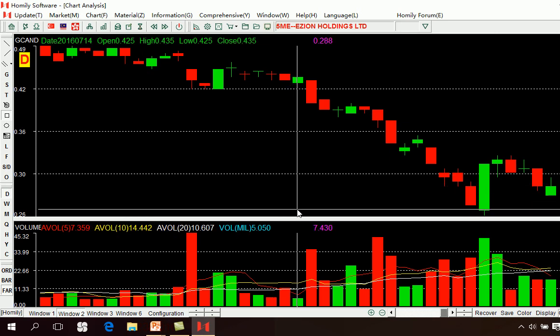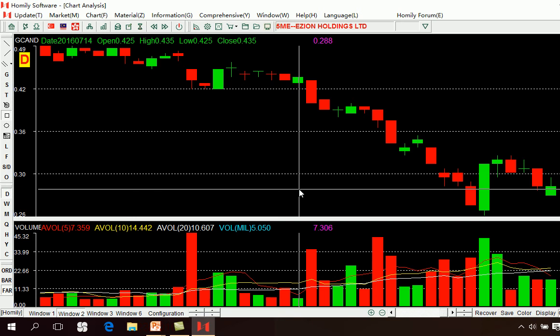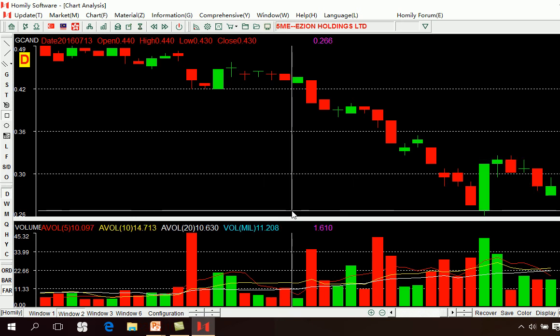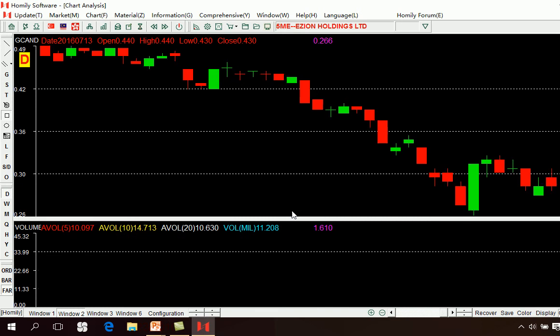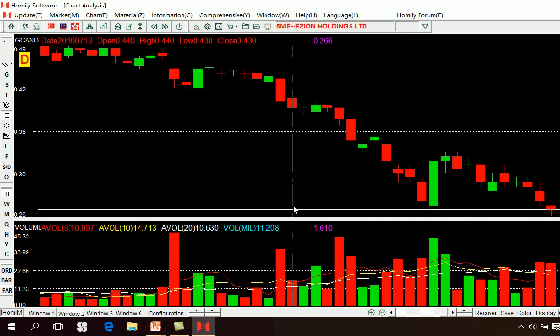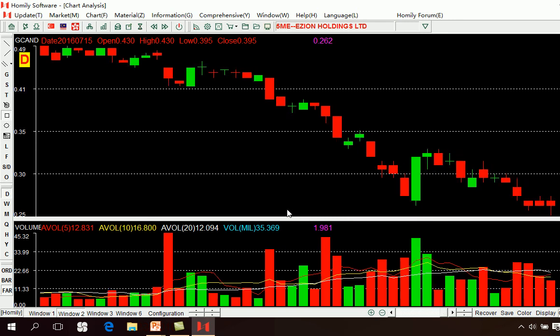Then we should check here. Because the price has already fallen below half of the candlestick, we should see whether it can touch here. Then it just touches here, right? But we should know.